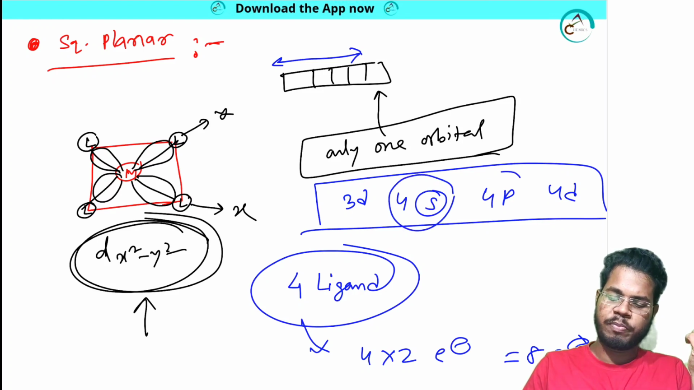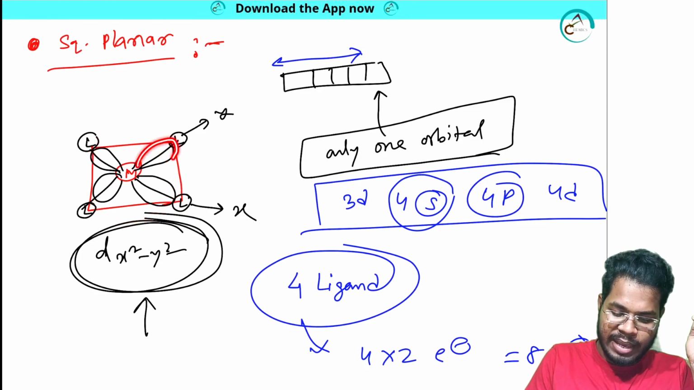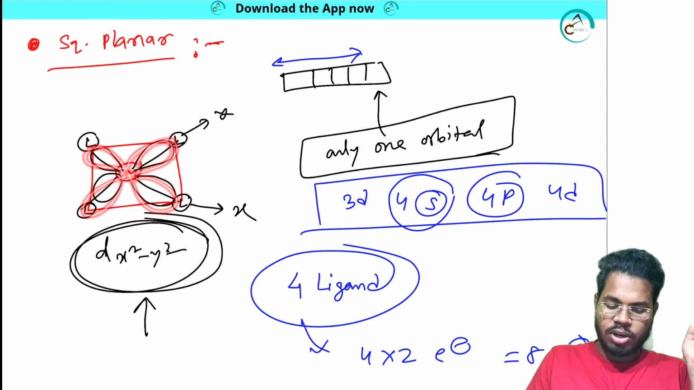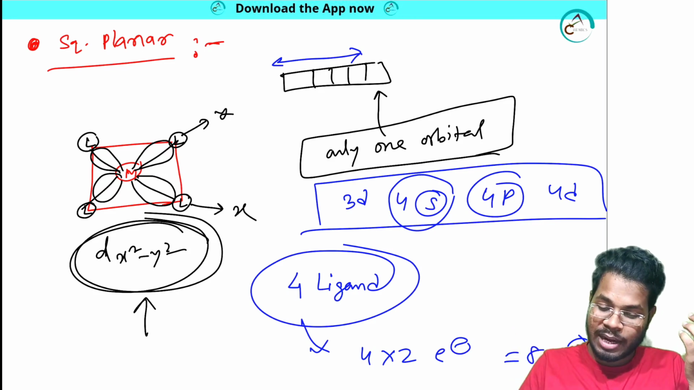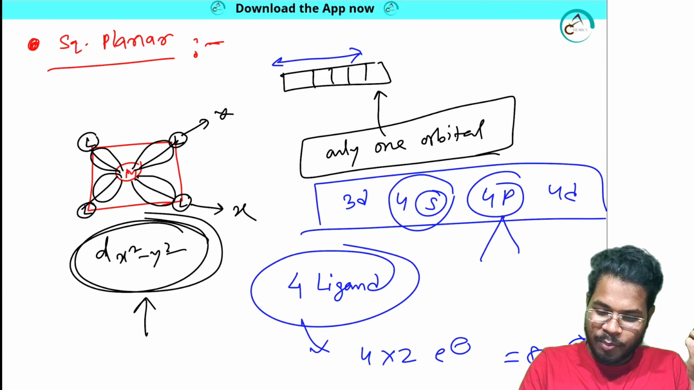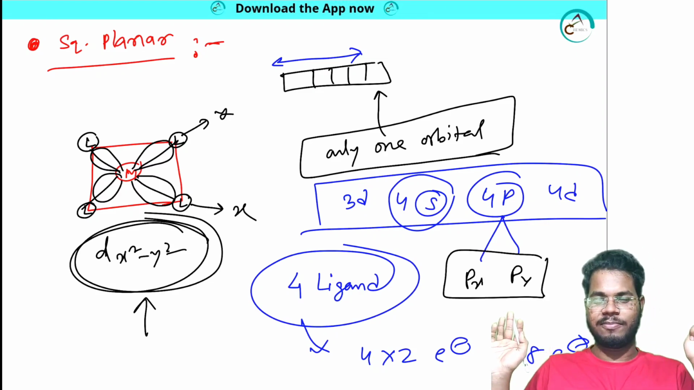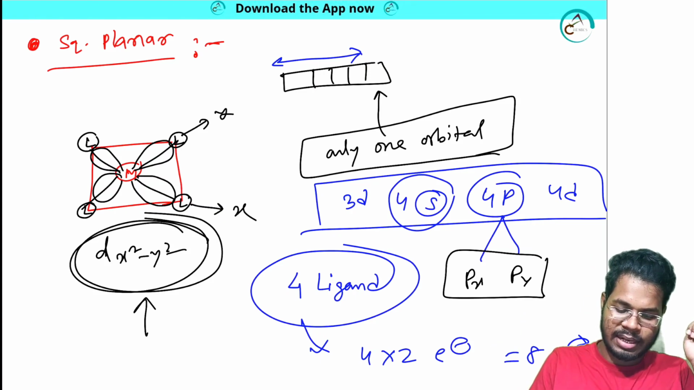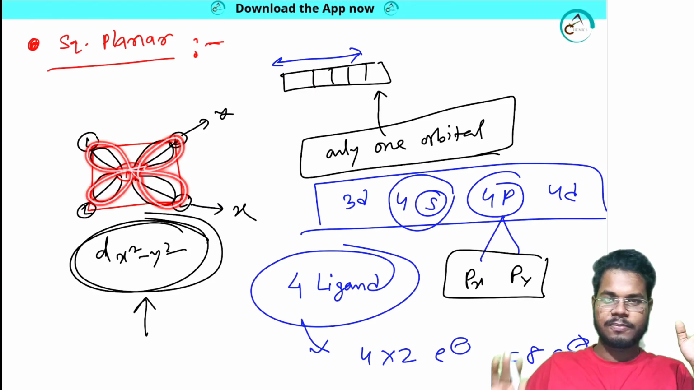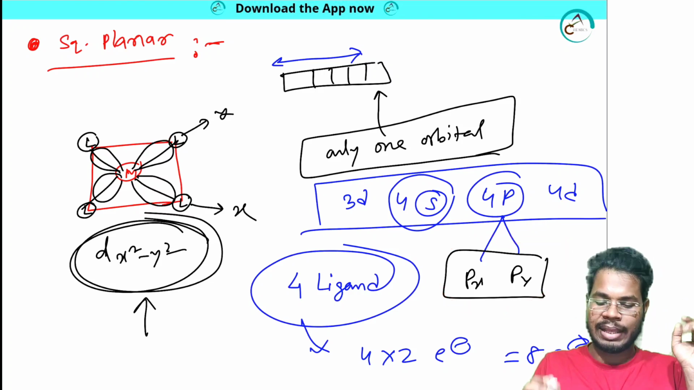So in the case of 4s and 4p, they will also interact, because the s orbital is spherical, px will be like this, py will be like this. So px and py will also interact, but take care: only px and py of the metal will interact with the ligand, because from the image you can see x and y, not z. There is no z axis, so the pz orbital will not interact with the ligand.